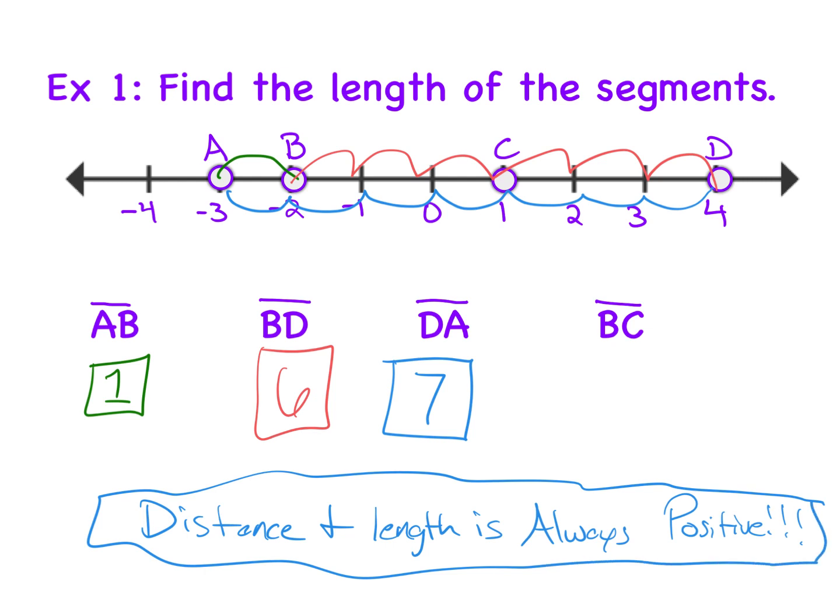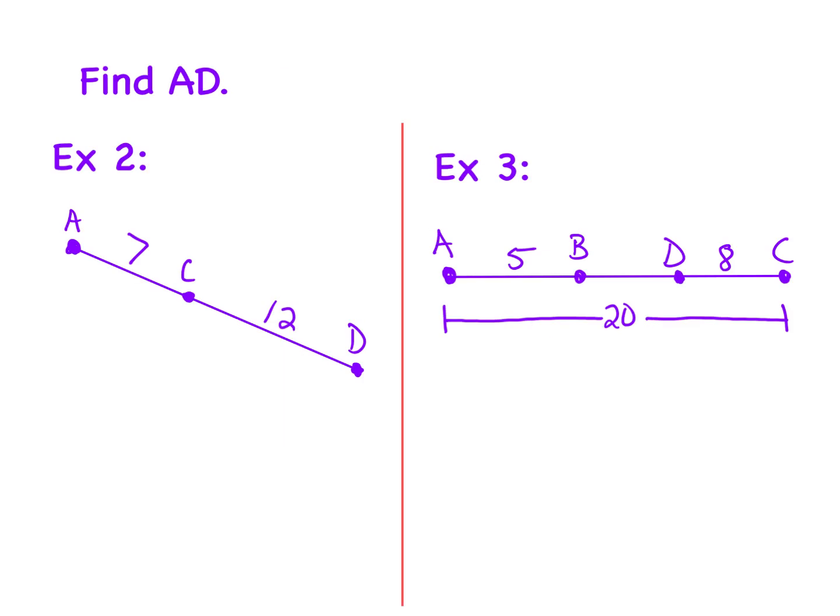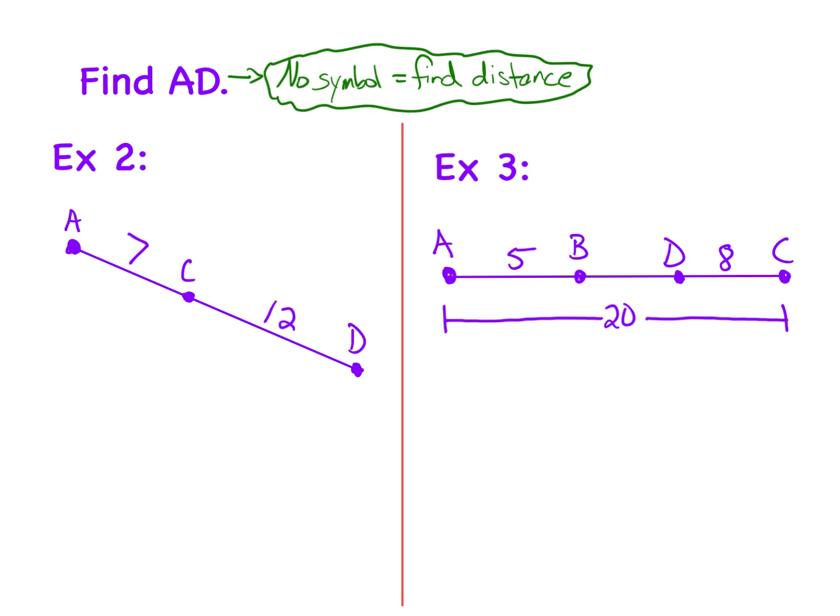And the last one, BC, how far apart is it? 3. 1, 2, 3. All right, so make note. See, AD doesn't have a symbol on top. It doesn't have a segment symbol or a line symbol or ray symbol. If you ever have one with no symbol, that equals find distance. So what it's saying is find the distance between point A to point D.